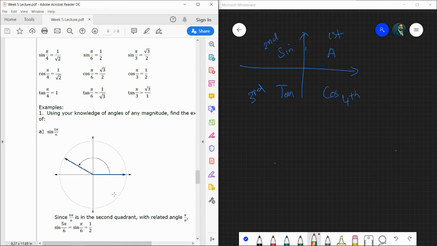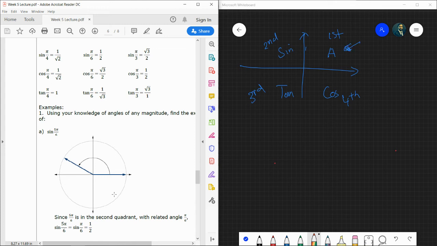So these are the quadrants where these particular theta are positive. In other words, sine is positive at the second, tan is positive at the third, cos is positive at the fourth, but at the first quadrant, everything is positive.